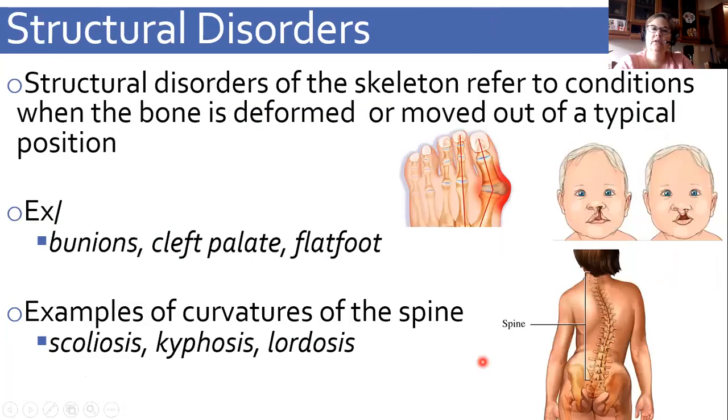Structural disorders, so these are disorders to the structure. One of them here is bunions. Bunions is typically when your big toe starts to protrude out towards the medial part of your body. Some people have it this way, and some people have bunions going this way. I had a student last semester who had bunions off of his pinky.